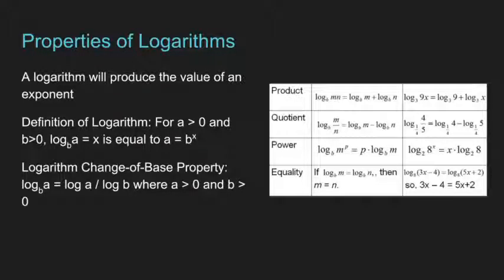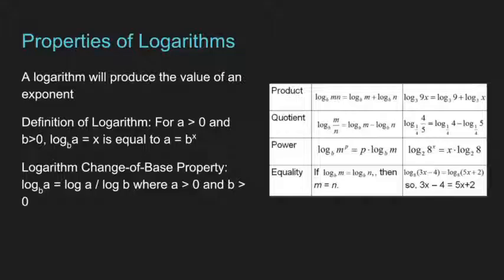Properties of logarithms. A logarithm will produce the value of an exponent. The definition of a logarithm: for a greater than 0 and b greater than 0, log base b of a is equal to x means a is equal to b raised to the x. Change of base property for logarithms: log base b of a is equal to log a divided by log b, where a is greater than 0 and b is greater than 0.